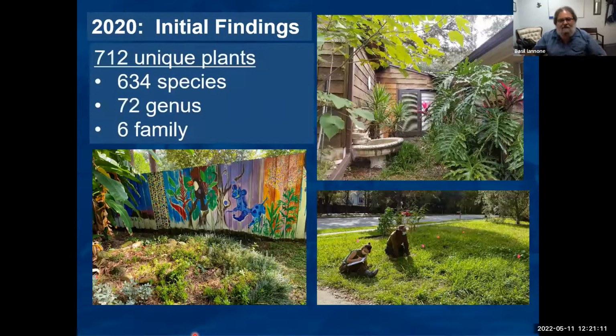This was a finding that was staggering to me. I did not expect to see this. In Gainesville, in just 30 yards, we found 712 unique plant species. That seemed like a lot to me. We identified 634 of these to species, 72 to genus, and 6 of them we were only able to sample to family. And this isn't us being lazy. We worked with the herbarium and we worked with experts on plant identification.